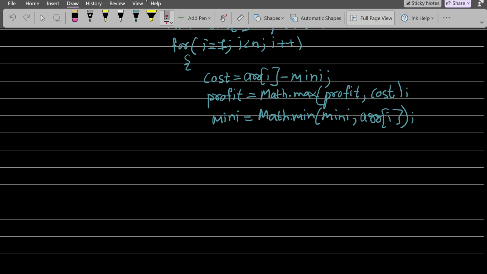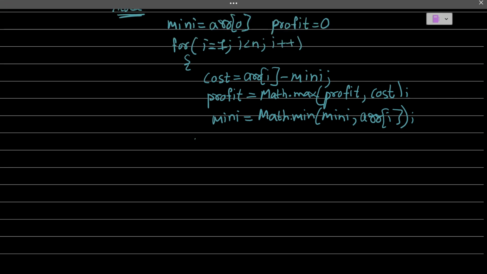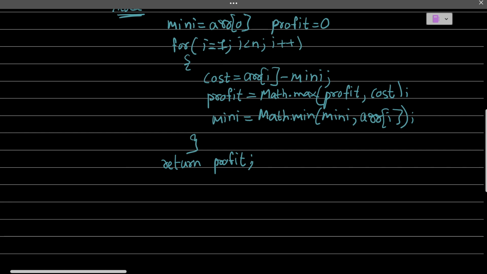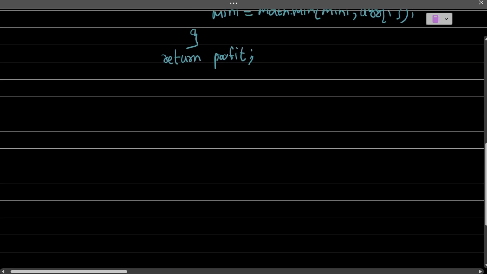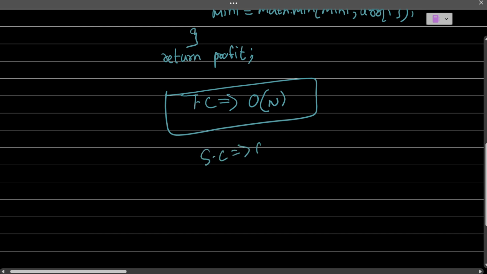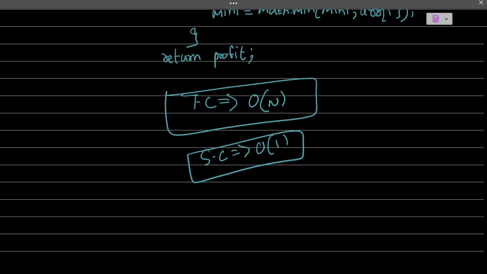Later, once it's finished, we're going to return the profit, because we need the profit, and the profit needs to be maximum. Then what will be the time complexity? Let's try to analyze it. The time complexity will be big O of n, because we are only doing a single iteration, and the space complexity will be big O of 1, because we are not using any kind of extra space. That's why the space complexity is big O of 1.